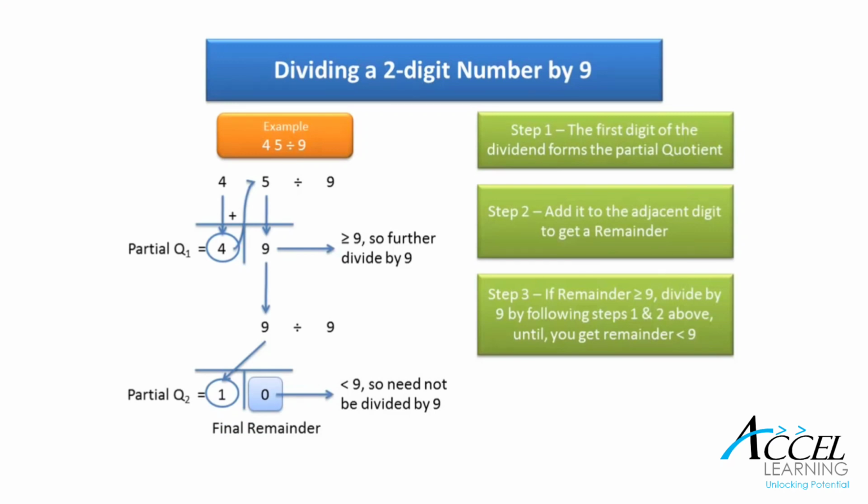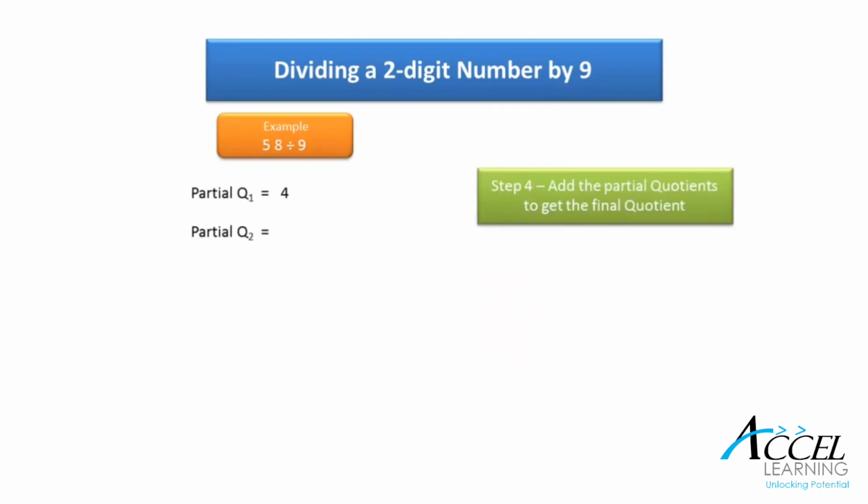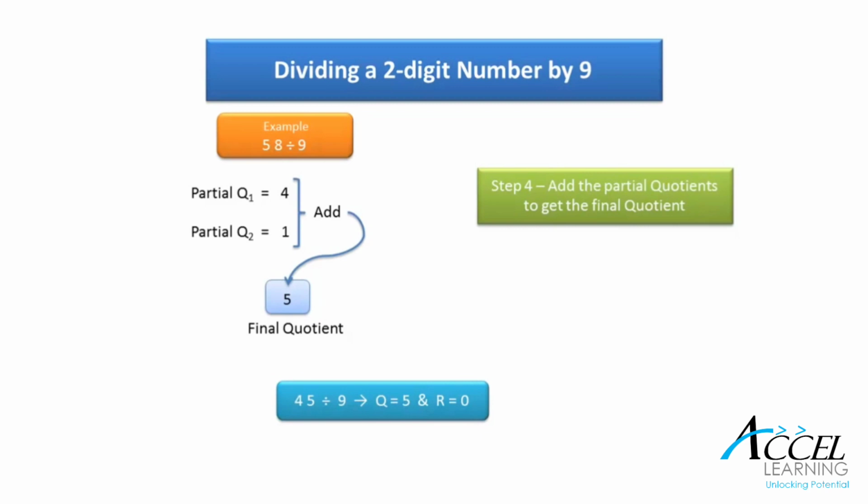We have two partial quotients here. Partial quotient 1 is 4 and partial quotient 2 is 1. Step 4, add the partial quotients to get the final quotient, which is 5. Therefore, 45 divided by 9 is 5, remainder is 0.